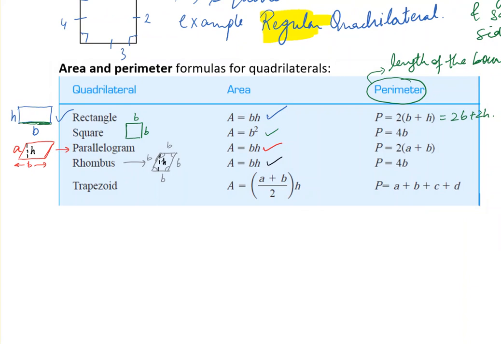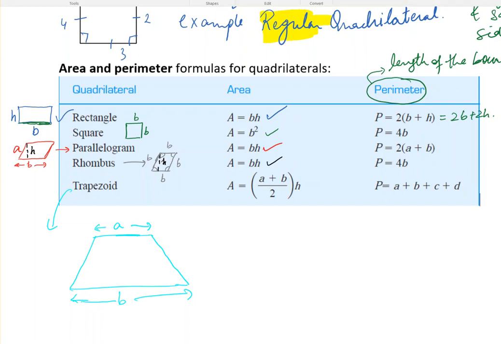Next we have the trapezoid. So a trapezoid is a special quadrilateral. What is the speciality of a trapezoid? I'm just going to draw a trapezoid. You have two parallel sides and two non-parallel sides for a trapezoid. Let's say this side is A, and you know the length of the two parallel sides. So this is B, and the vertical height is H.